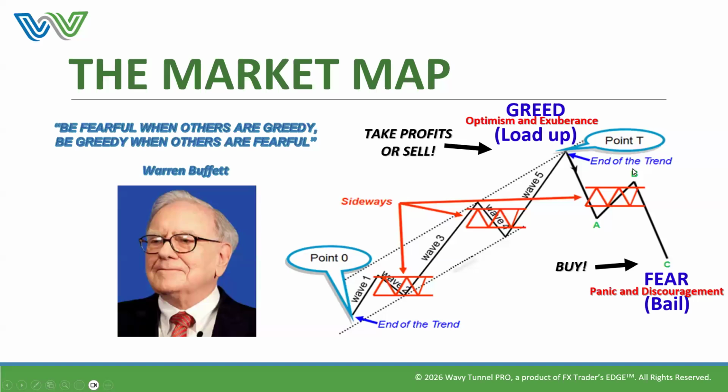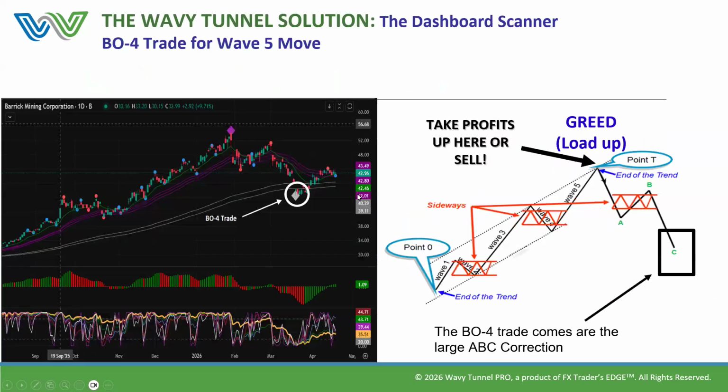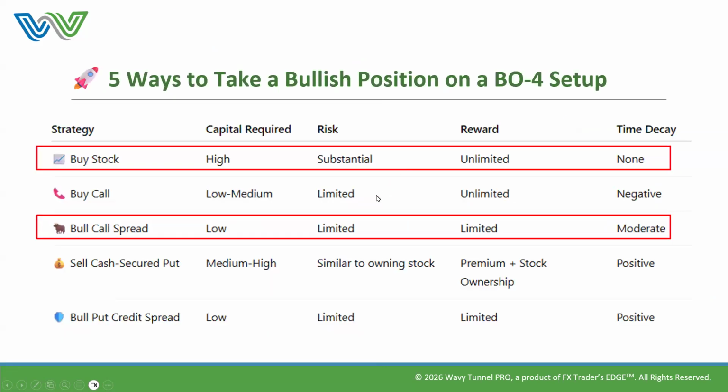Now, this is a zigzag correction, but there are other types of corrections, as I mentioned. So this is what it looks like on the chart, where we have an ABC zigzag correction into or below the tunnel. And this is our Breakout 4 trade. So this mimics the 8-wave market cycle. You can see that it mimics the 8-wave market cycle.